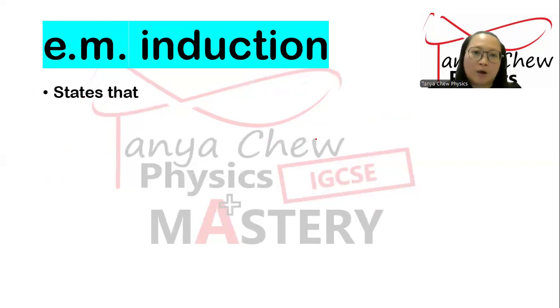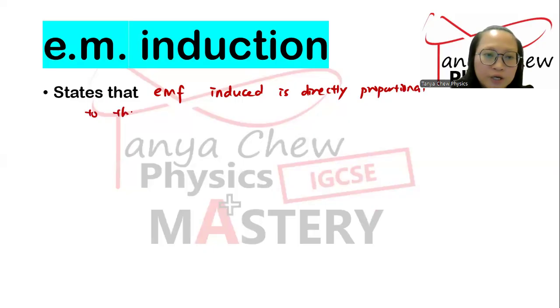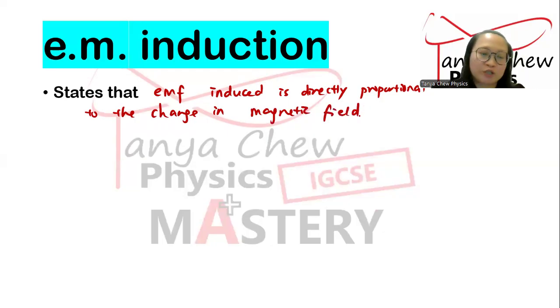Now, EMF induction states that, okay, EM induction means electromagnetic induction. EMF means electromotive force, the voltage, right? Voltage induced is directly proportional to the change in magnetic field. As long as there's a change in the magnetic field, voltage or current could be induced. That is electromagnetic induction.